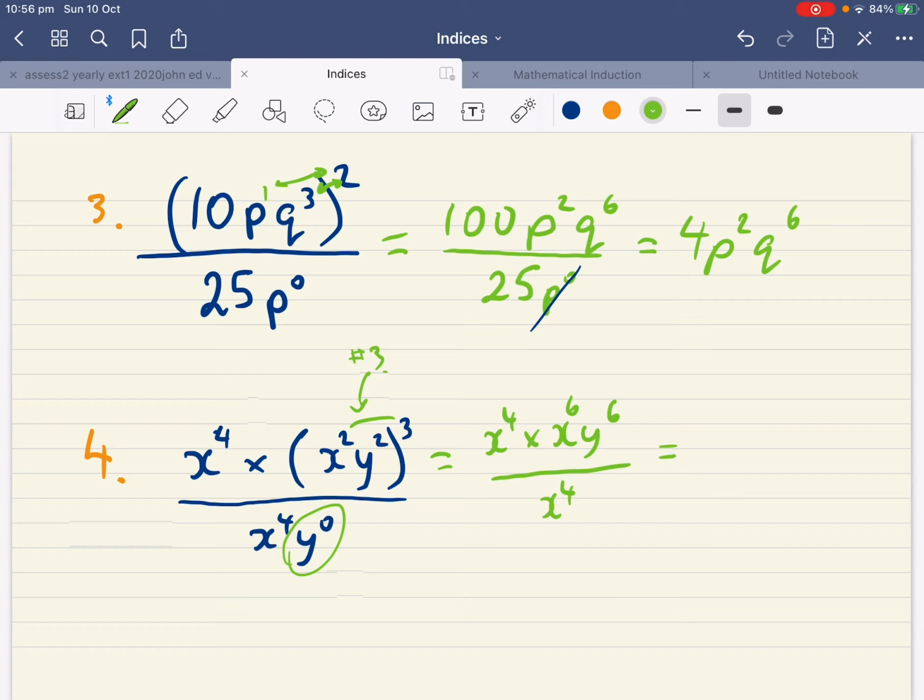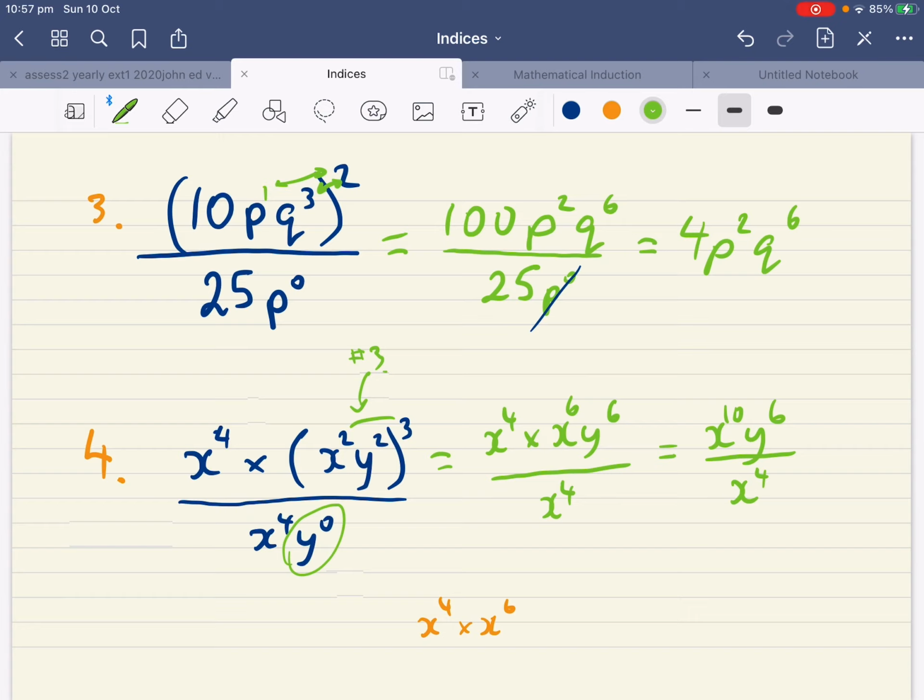Next step, I'm just going to do index law number 1 now. I'm going to deal with this multiplication that's on top. So when multiplying, the x's here are what I'm looking at. What we have is the x to the 4 times x to the 6 that are on top. So when multiplying, base stays the same, you add the 2 powers together. And the y to the 6 is just sort of stuck sitting by itself. And that's it. So we've done the multiplication.